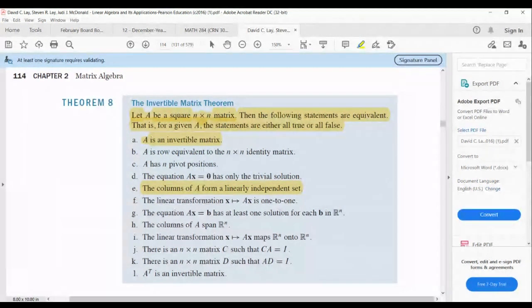Okay, maybe actually I'll bring up example one. Hold on, hold on. One moment, class.